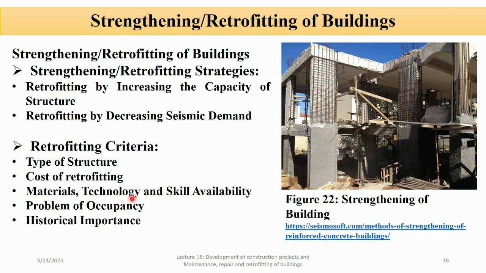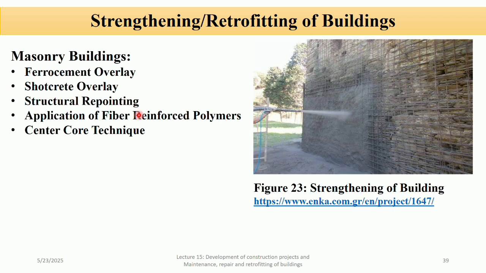Material, technology and skill availability. Are the necessary tools and trained people available in the area? Problem of occupancy. Is the building occupied? Can people stay in the building while retrofitting is done, or do they need to move out? Historical importance. If it's a heritage or historic building, retrofitting must be done carefully to preserve its original look and features. So now let's discuss strengthening methods or techniques for masonry building.